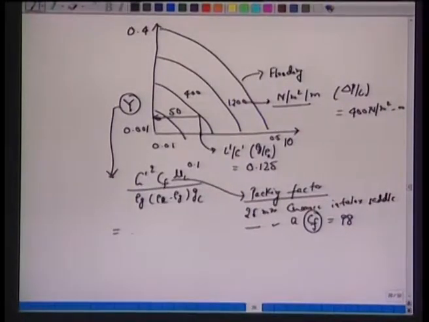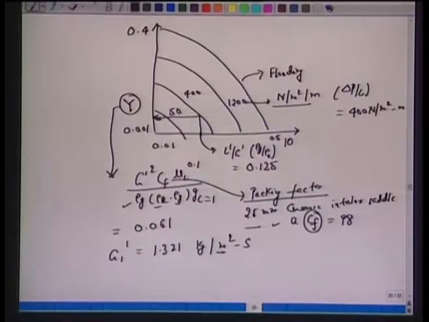If you look at this graph, from this graph, this quantity would be 0.061. We know all of this: rho L, rho G, Gc1 in this unit, Cf, and we know the viscosity properties, which are given. As an exercise, we just do the calculation, and you should get the answer. G1 equals 1.321 kg per meter square per second. So this is your kg per meter square per second.